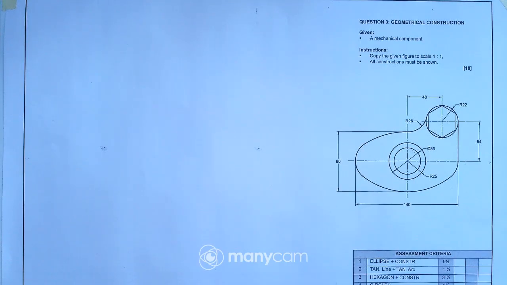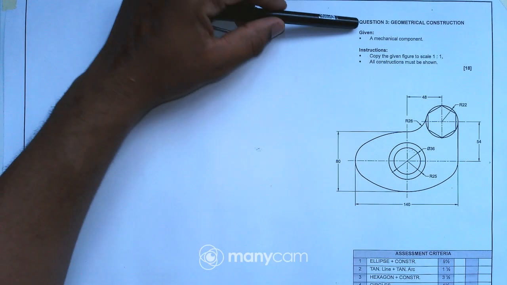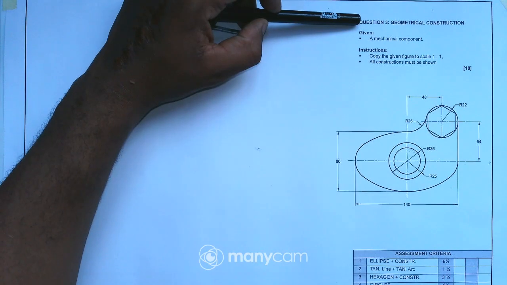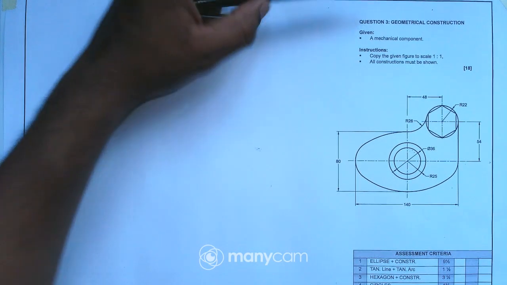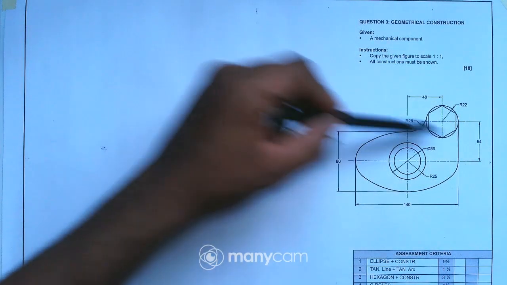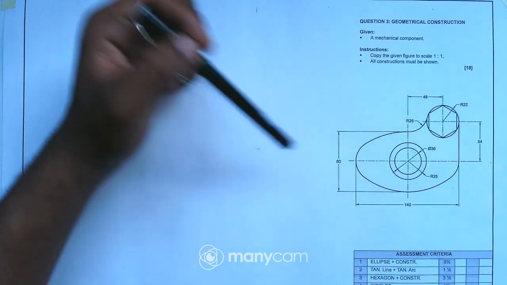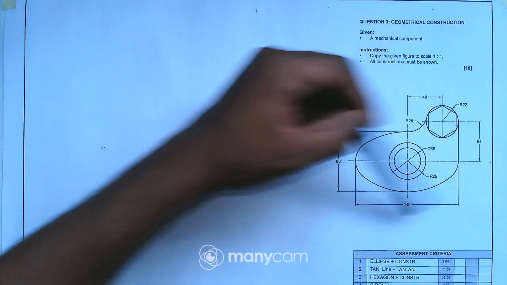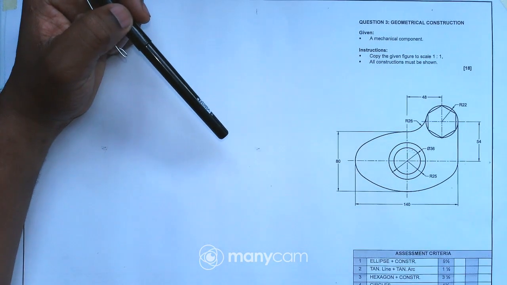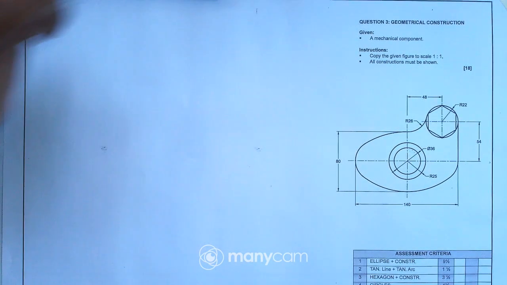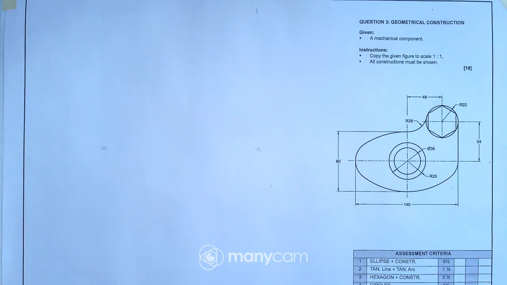As you can see, it was question 3. It's a geometrical construction question. As you can see, there is an ellipse, circles, and a hexagon. So this is part of the geometrical construction topic. So before I waste more time, I'll just start doing this question.